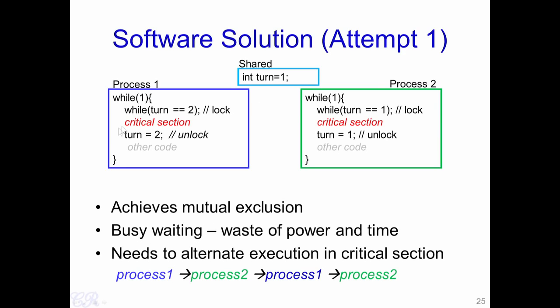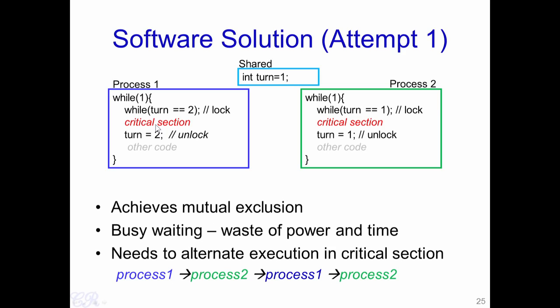Let us say we have this critical section in process 1 and this critical section in process 2, and both these critical sections are manipulating the same data. In addition to this shared data, we also define another shared variable known as turn and set the value of turn to 1. So, what happens? Let us look into more detail. When process 1 begins to execute, it sees that turn equals 1, therefore this while loop immediately exits and the critical section gets executed.